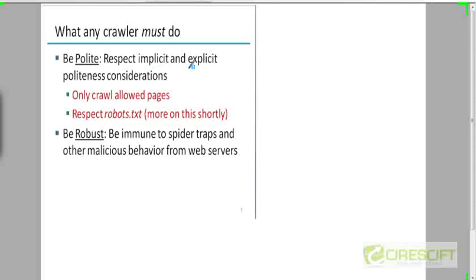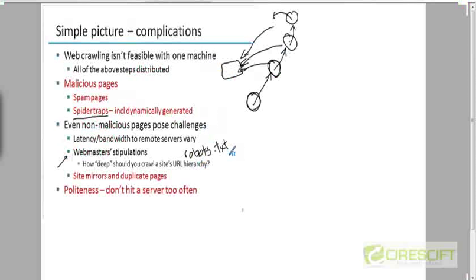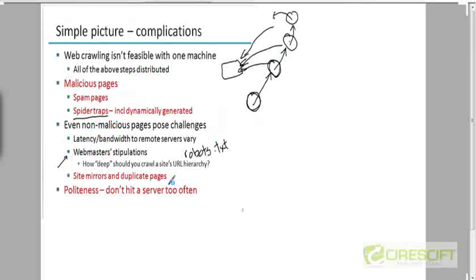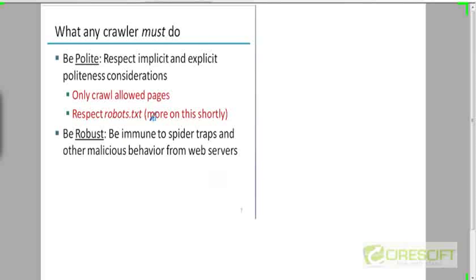Politeness can be requested explicitly using a file like robots.txt, asking you not to crawl certain sections of the website. And it can also be implicit. That means even regardless of what robots.txt says, every crawler is expected to implicitly not bombard a server too often. And explicitly, this means that you shouldn't crawl pages that are disallowed, respect this particular file. So politeness is something a crawler must do.